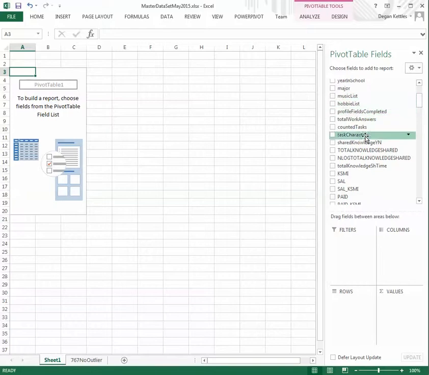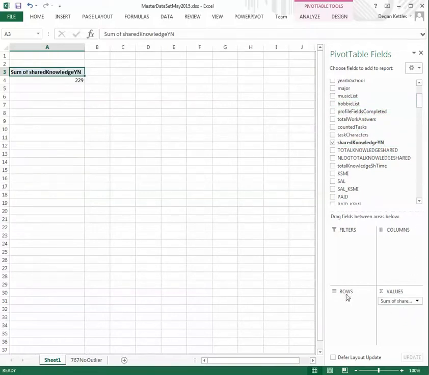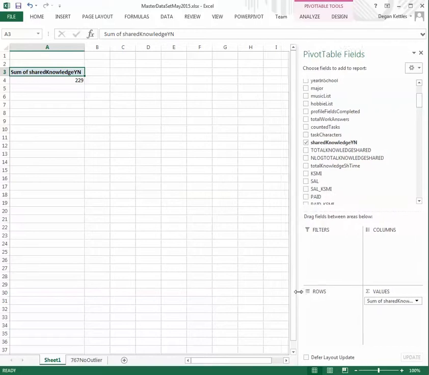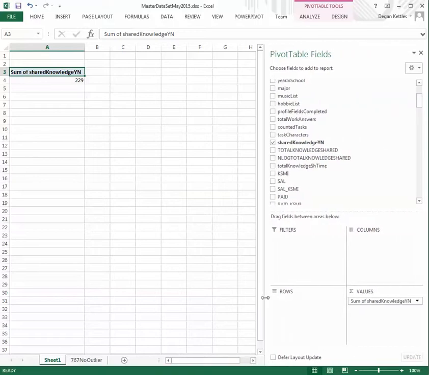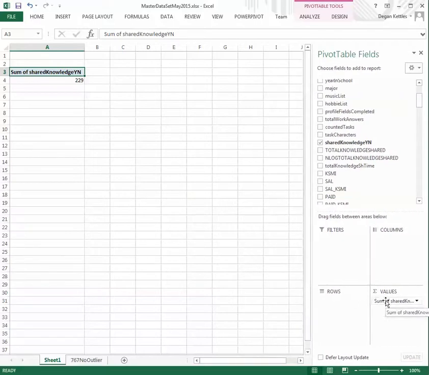So I'll take shared knowledge, yes, no, move that down to values. And by default, it says sum of shared knowledge, yes, no, down here. And the count there is 229. So we know that there were 767 people to begin with in the experiment, and 229 of them shared knowledge.